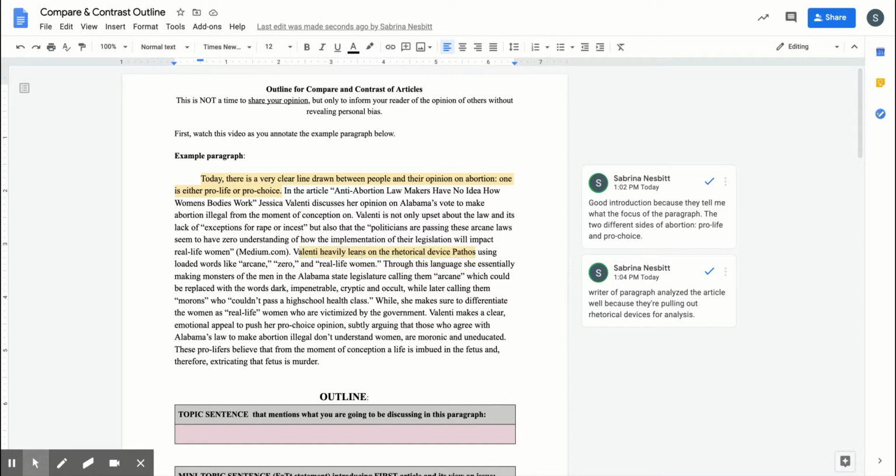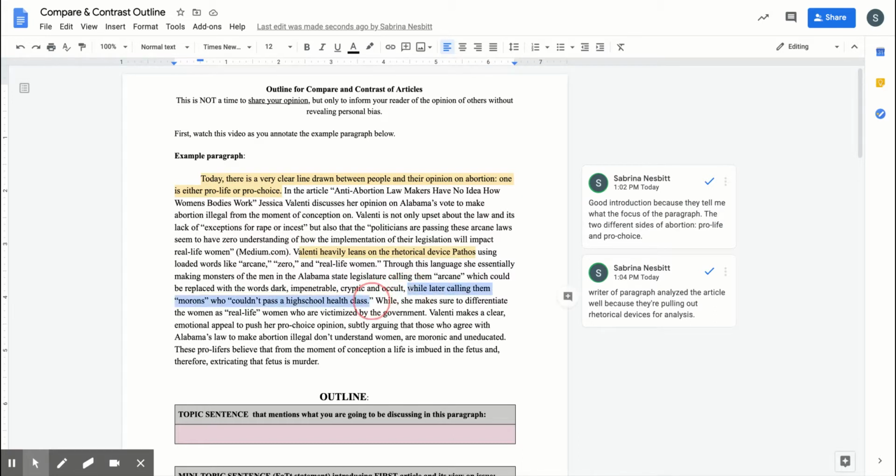"So, Valenti heavily leans on the rhetorical device pathos, using loaded words like arcane, zero, and real-life women. Through this language, she essentially is making monsters of the men in Alabama state legislature, calling them arcane, which could be replaced with words like dark, impenetrable, cryptic, and occult, while later calling them morons who couldn't pass high school health class."